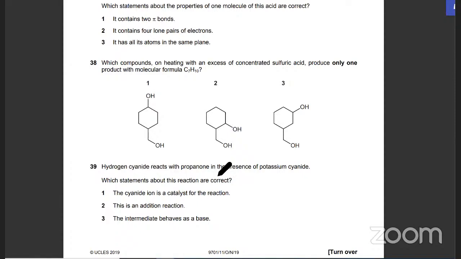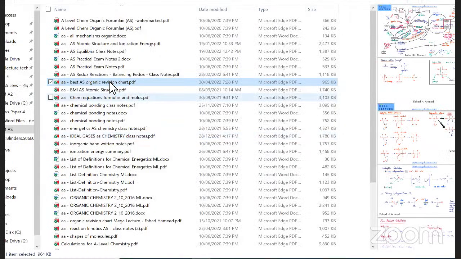So this one: hydrogen cyanide reacts with propanone in the presence of potassium cyanide catalyst. The intermediate behaves as a base. I guess all three are correct. He's talking about nucleophilic addition. So one by one, the answer will be A. Okay, that's going to be A. All three look to be correct, so I'll explain.